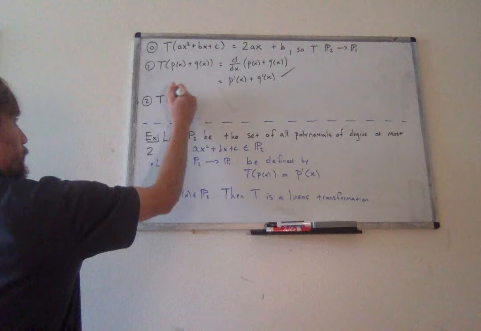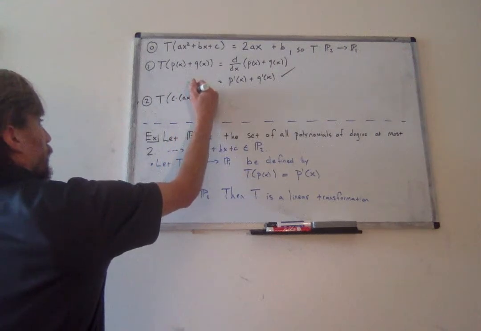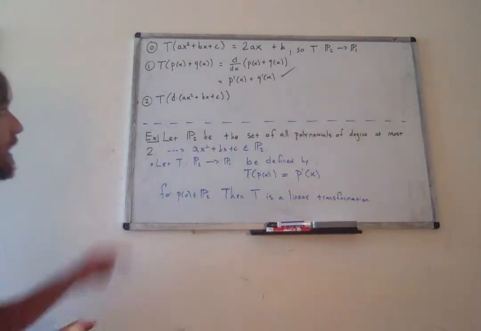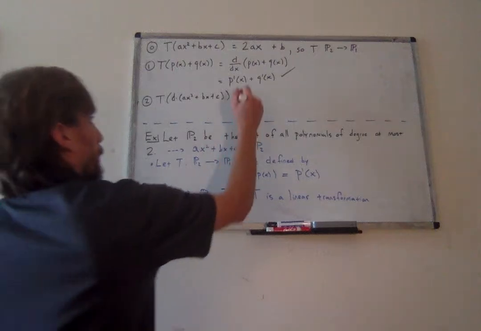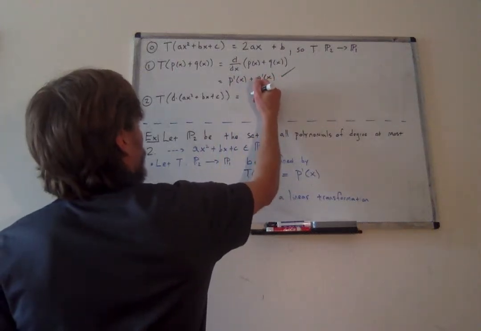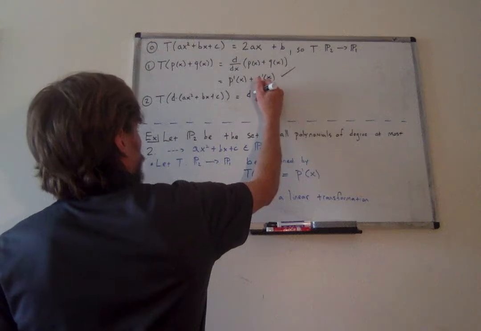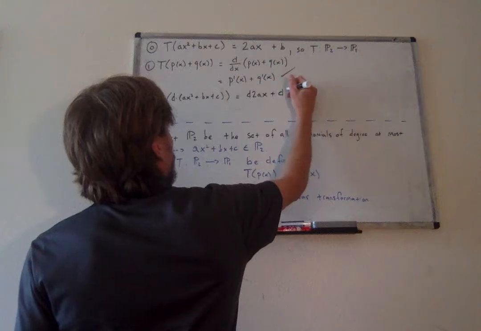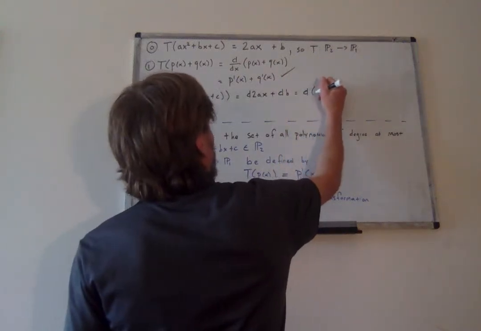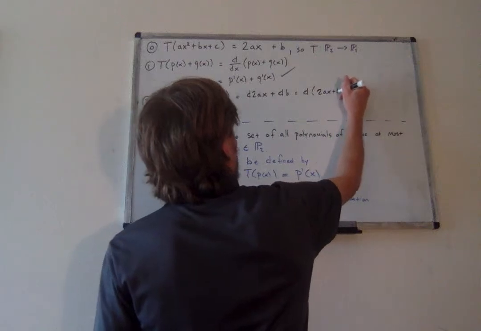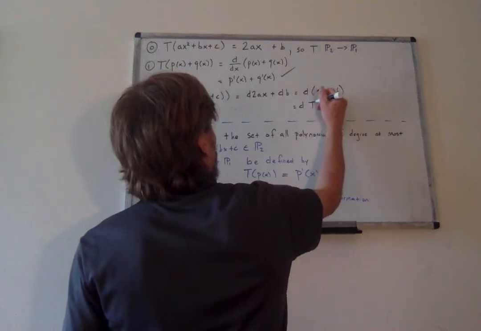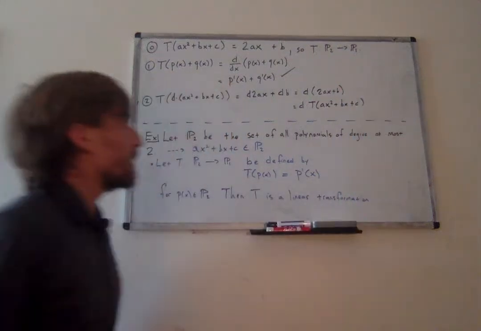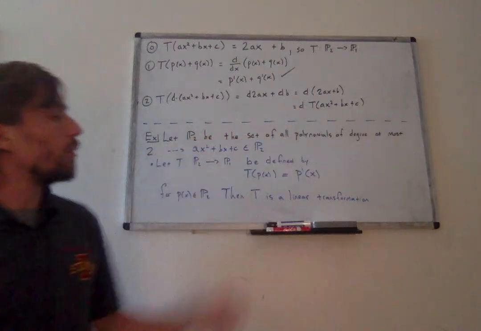And finally, we'll say T times d. If I take any scalar d and multiply it by this function, notice that the derivative is just T times 2a x plus d times b, which is equal to d times 2ax plus b, which, if I sort of refactor this, is in fact equal to d times T of this polynomial.